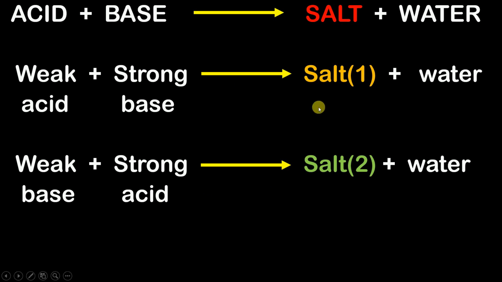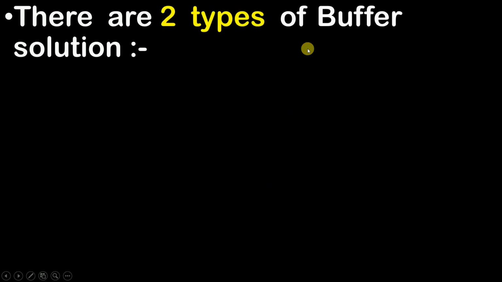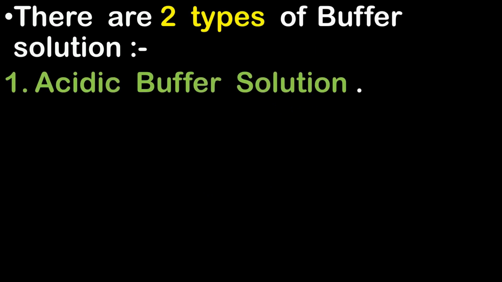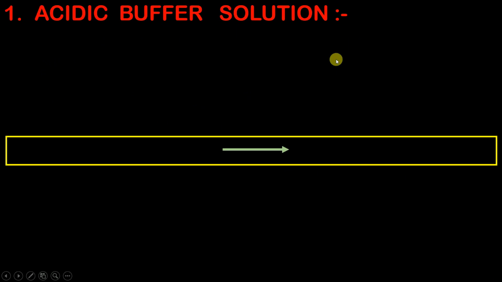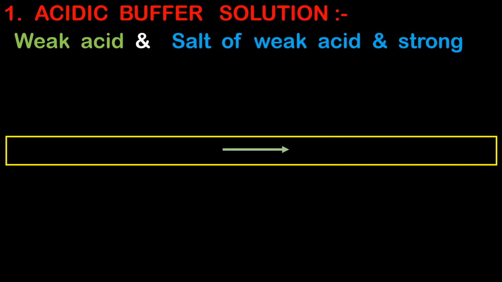Okay, now coming back to our concept of buffer solution. Now guys, there are 2 types of buffer solution. The first one is the acidic buffer solution and the second one is the basic buffer solution. So first of all, we will understand what is an acidic buffer solution. Okay, now for an acidic buffer solution, you require a weak acid and you require a salt of weak acid and strong base.